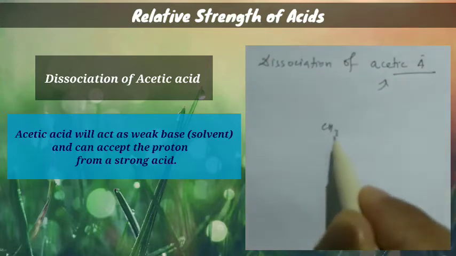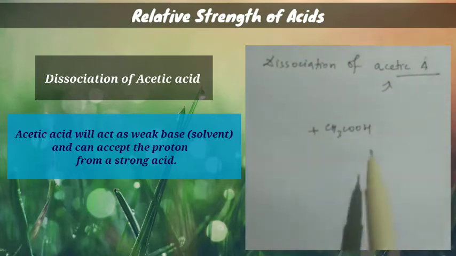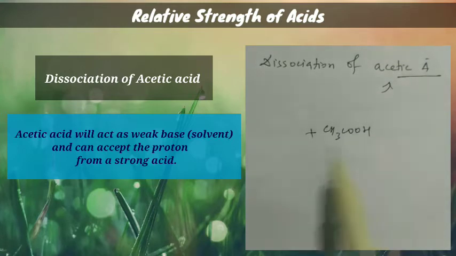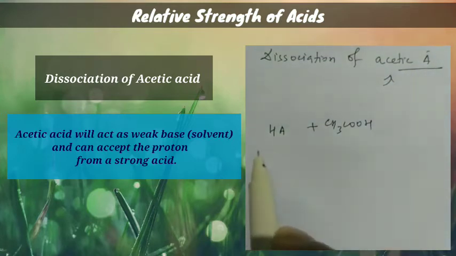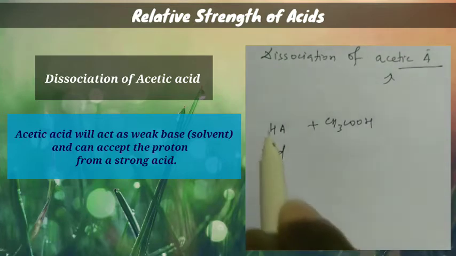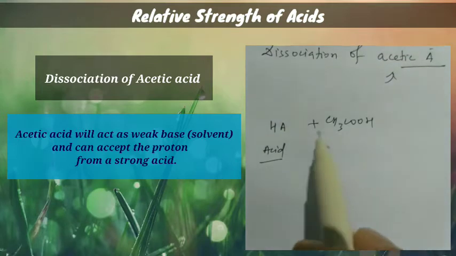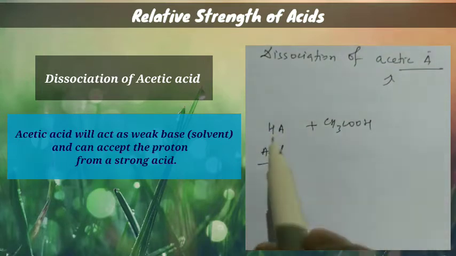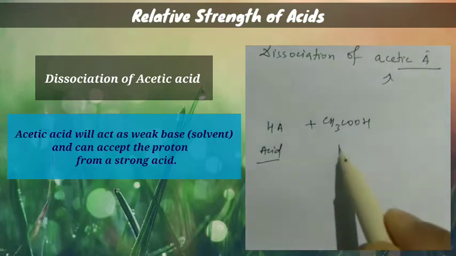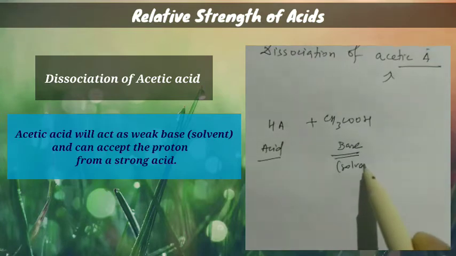If you add acetic acid, CH3COOH, to a very strong acid, then it will behave as a base, because compared to the strong acid, the acidity of acetic acid will be lower. That means it can even act as a base, that means act as a solvent.